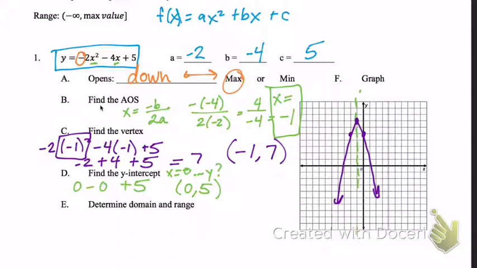Yes? Is it always going to be the y-intercept? Is the x always going to equal 0? Uh-huh. So the y-intercept is always when x equals 0.